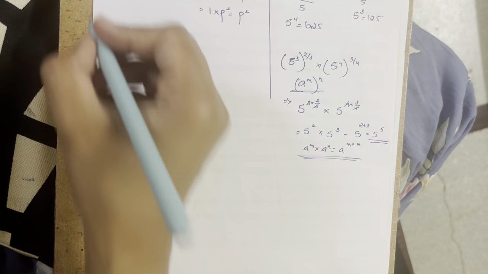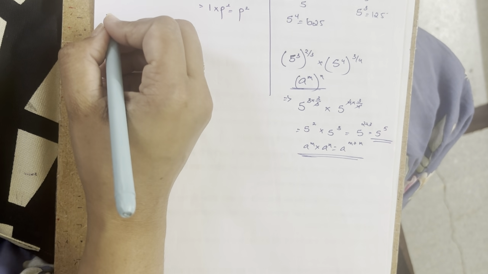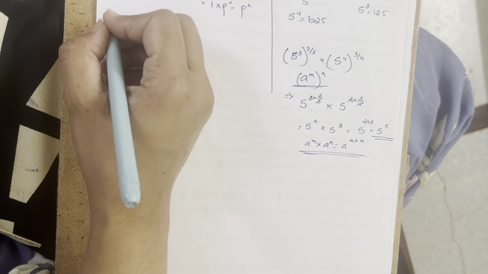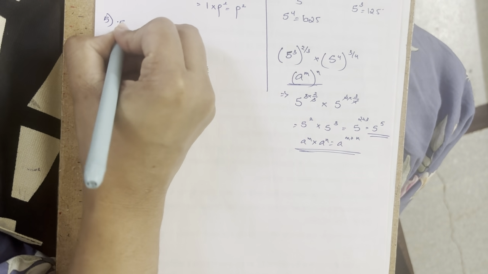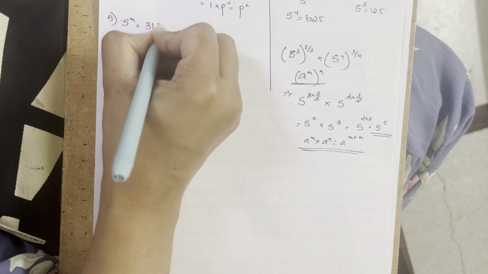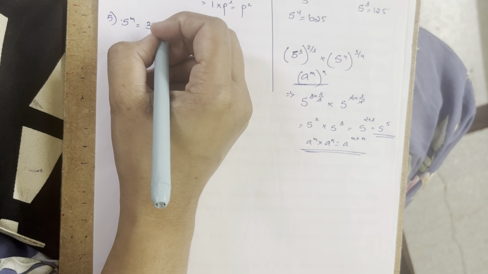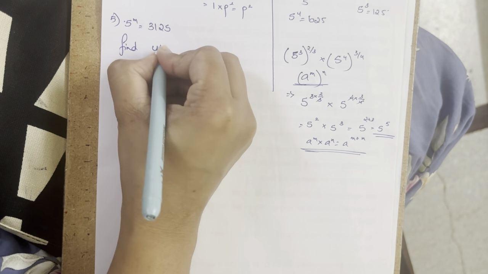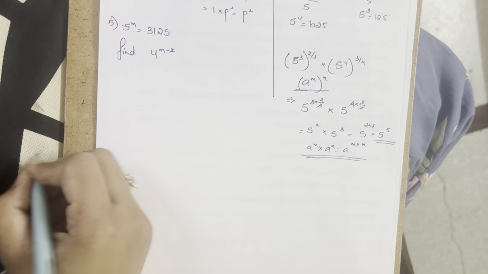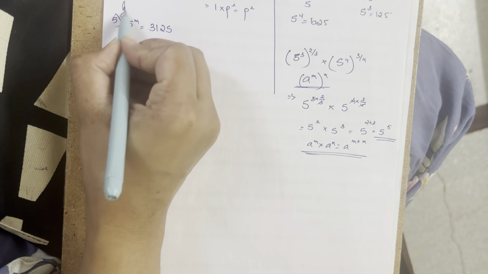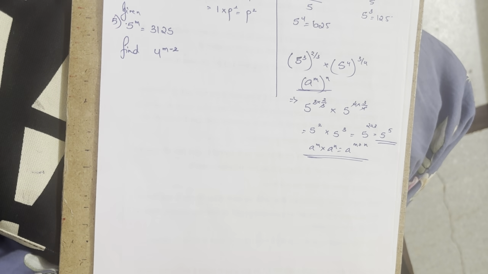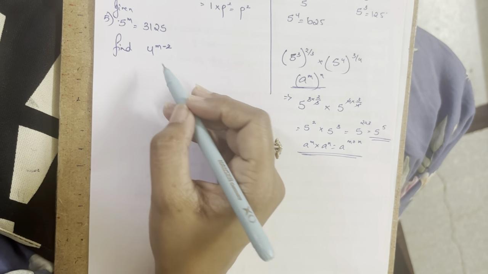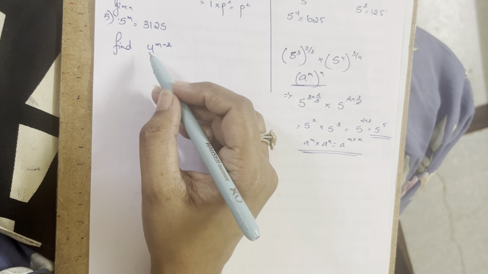Okay. Now, going with the fifth question that we have. The fifth question that is given is 5 to the power m is equal to 3125. Find 4 to the power m minus 2. It is given that 5 to the power m is 3125, and we are going to start simplifying it. So how do we simplify it?